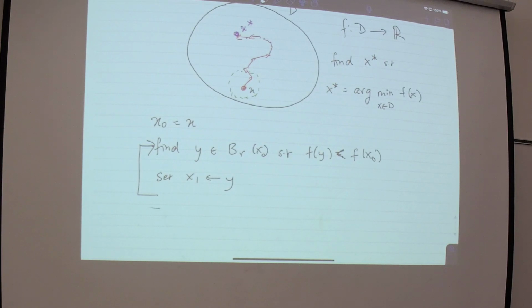The bigger I make R, the more choices I'll have. The smaller I make R, the fewer choices I'll have. That's the locality of the search. And all it's saying is, look, just improve. That's the greedy step. Just improve a little bit. Okay? And then keep going.